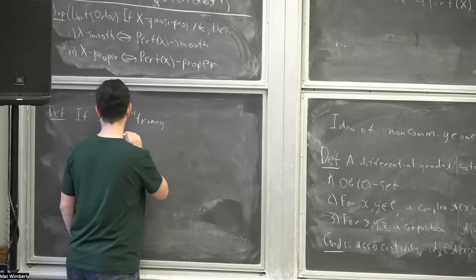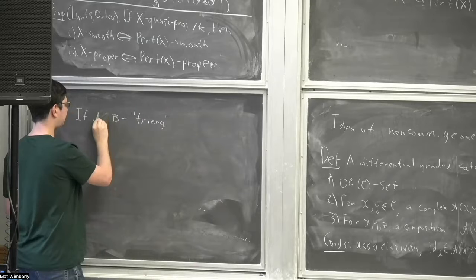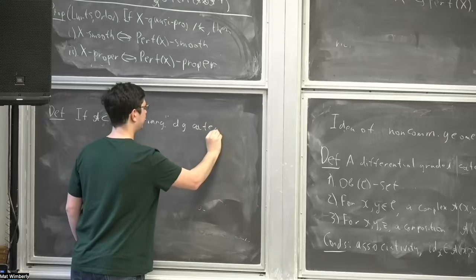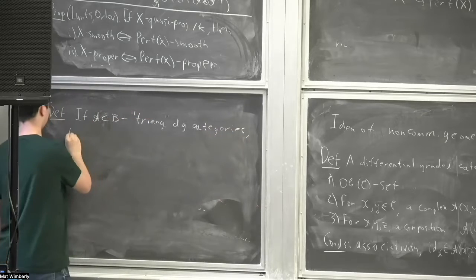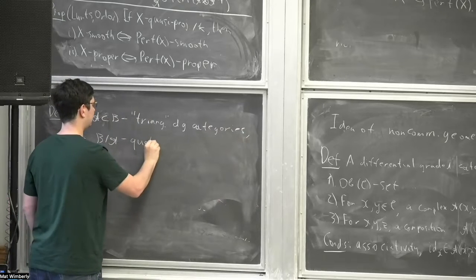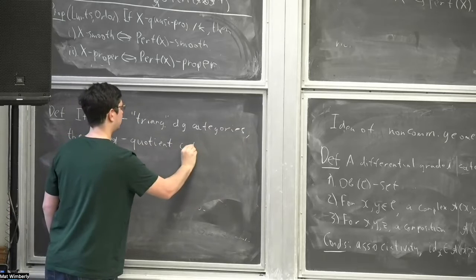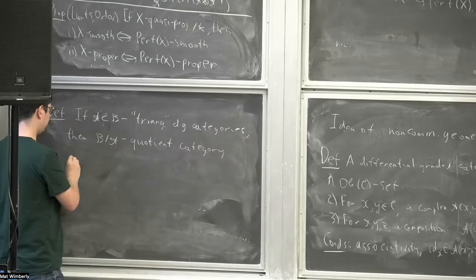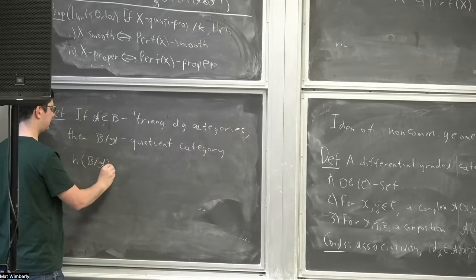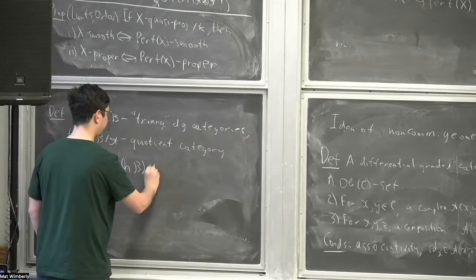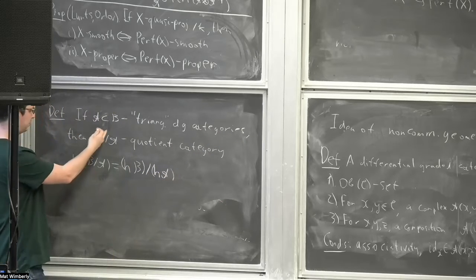So if you have triangulated DG categories A and B, and A is a full subcategory of B, then B mod A is the quotient category. I will not define what it means in detail, but in particular, the most important property is that formation of this quotient is compatible with the usual quotients for triangulated categories. So there is a universal way to kill the objects of A.